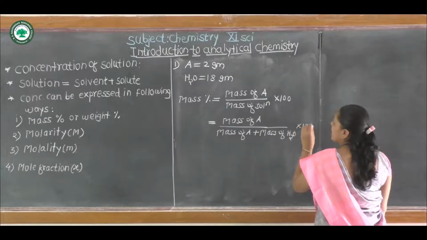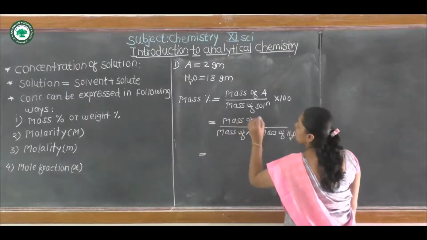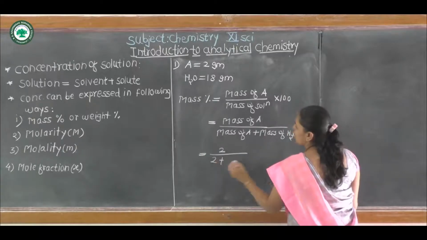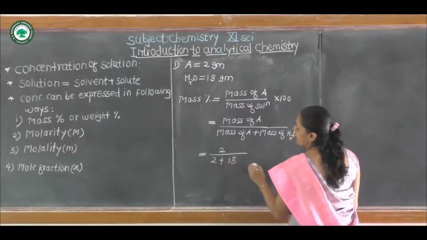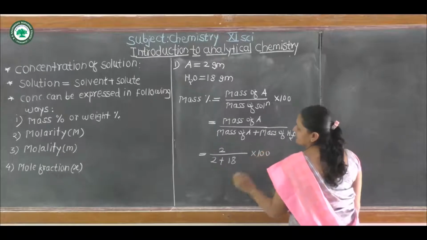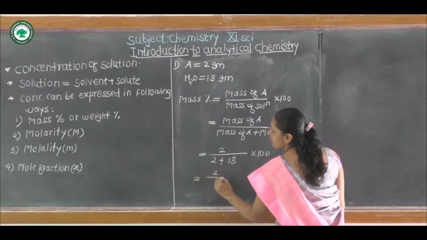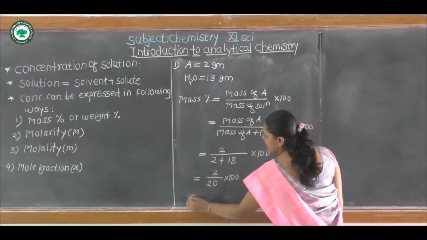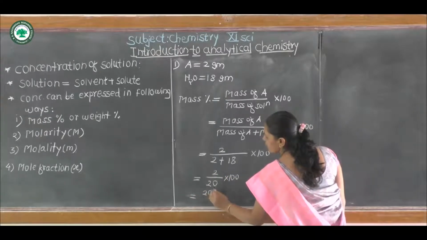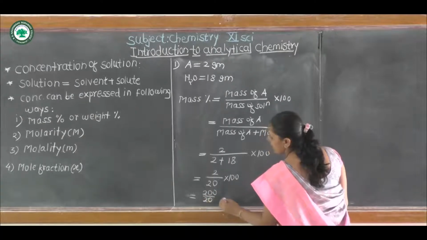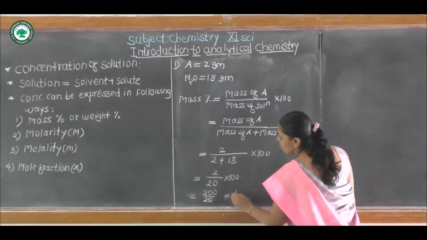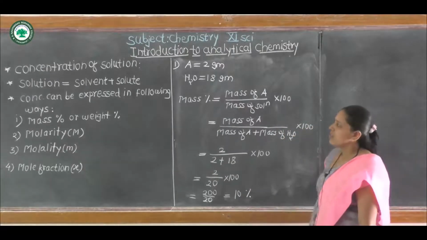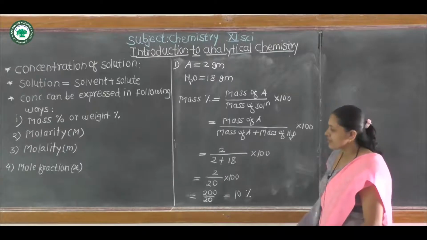multiplied by 100. Therefore, mass of A is 2 divided by mass of A 2 plus mass of water 18 gram multiplied by 100 is equal to 2 divided by 20 multiplied by 100 is equal to 200 divided by 20, which is equal to 10%. 10% is the answer of mass percentage.